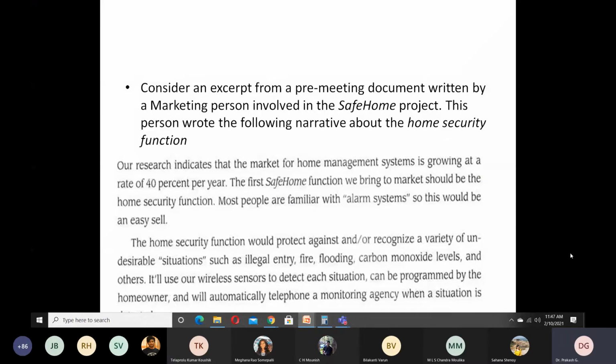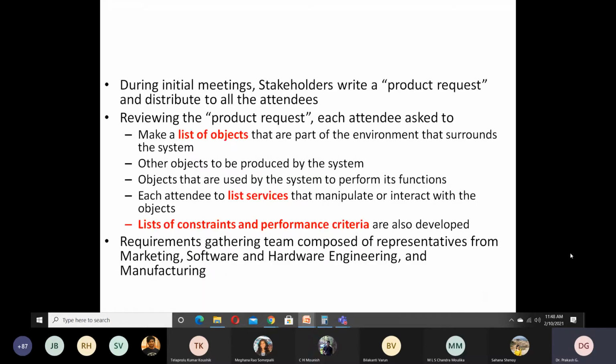Based on the product request provided by the stakeholders, we have to list out the objects required for this particular application. We have to list out the services. Object means data inputs normally. Services means the modules or the functionalities, or simply functions, and the constraints. So what are all the limitations, how the system will be performing, all this has to be collected, and that is what we had discussed yesterday and we stopped here.